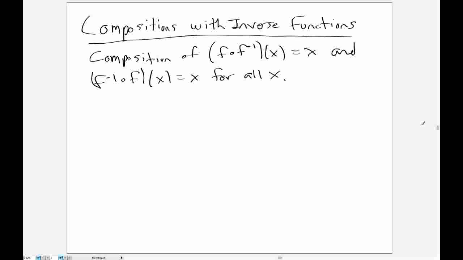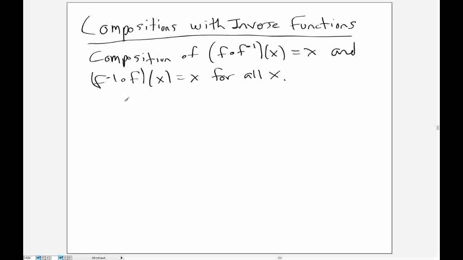Another thing you guys should know about compositions is about compositions with inverse functions. So if you take two functions, f and f inverse, the composition of f of f inverse of x will equal x, and the composition of f inverse of f of x will equal x for all x.